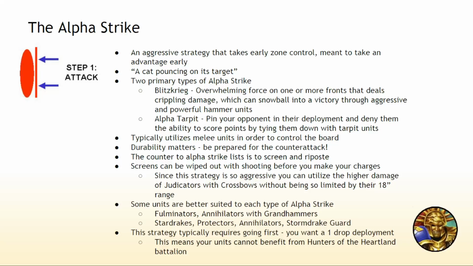Since with Stormcast in particular the strategy is so aggressive, you can use crossbow Adjudicators. They have really, really high damage, but they only have 18-inch range. And with an Alpha Strike type of strategy, you don't really care about their 18-inch range because you want to be up in your opponent's face anyway.